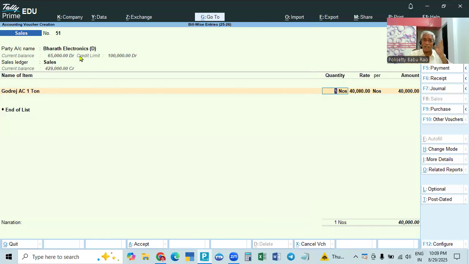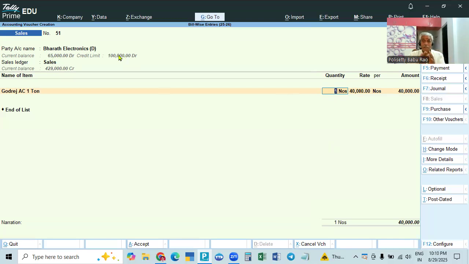Then there are three methods. One is increasing the limit. Two, collecting money from them against the old bills to make the current invoice less than the limit. Okay, this is the second method. Third method, reducing the quantity of the current bill. So in these three cases you can do, but here you see one number is there, this cannot be reduced, and you can go and ask them to pay.